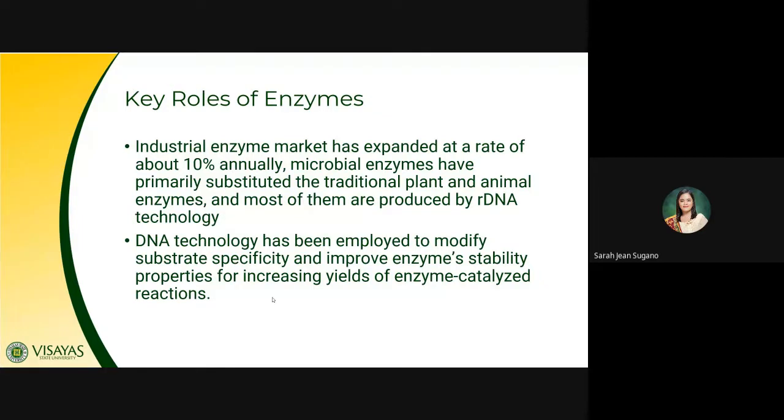So next, DNA technology has been employed to modify substrate specificity and improve enzyme stability properties for increasing yields of enzyme catalyzed reactions. One example of this is PCR and Taq polymerase. It is very specific to the synthesis of the complementary strands. Also there are restriction endonucleases, which can cut a specific base pair of, for example, plasmids, if you want to do cloning, right?